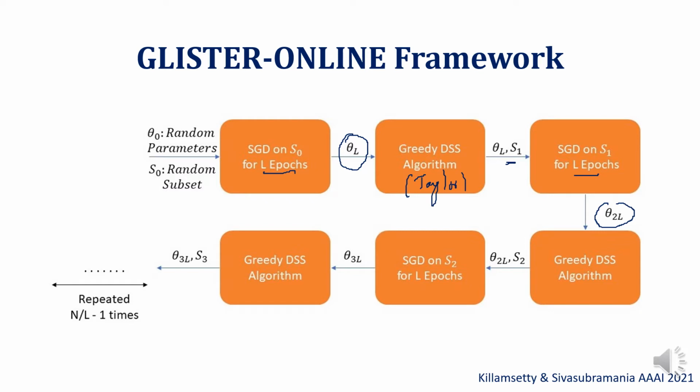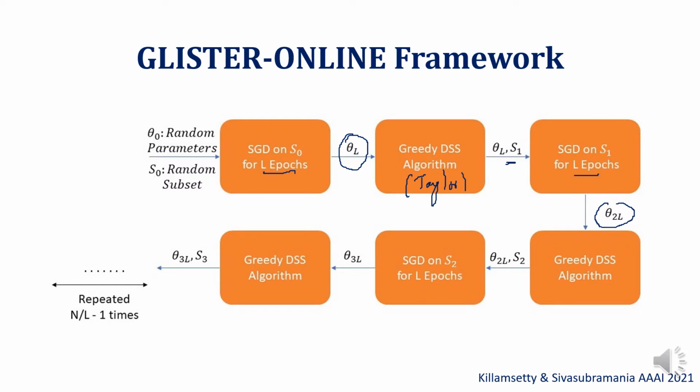So this is the overall strategy, where we initialize with random parameters and a random subset. You have L epochs of stochastic gradient descent on S0. That gives you a theta L. Now you do a greedy data subset selection with the Taylor approximation, and you get an S1. And now basically you're going to apply L more epochs of stochastic gradient descent to get theta 2L, and so on.